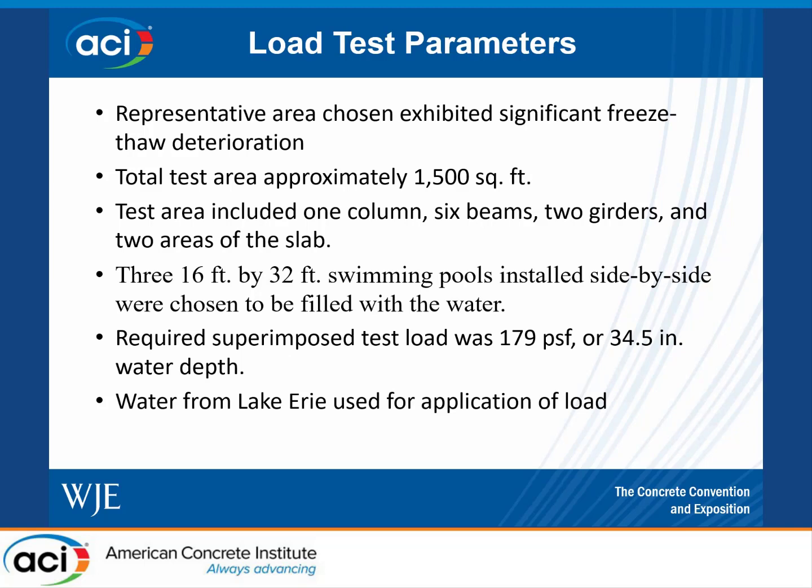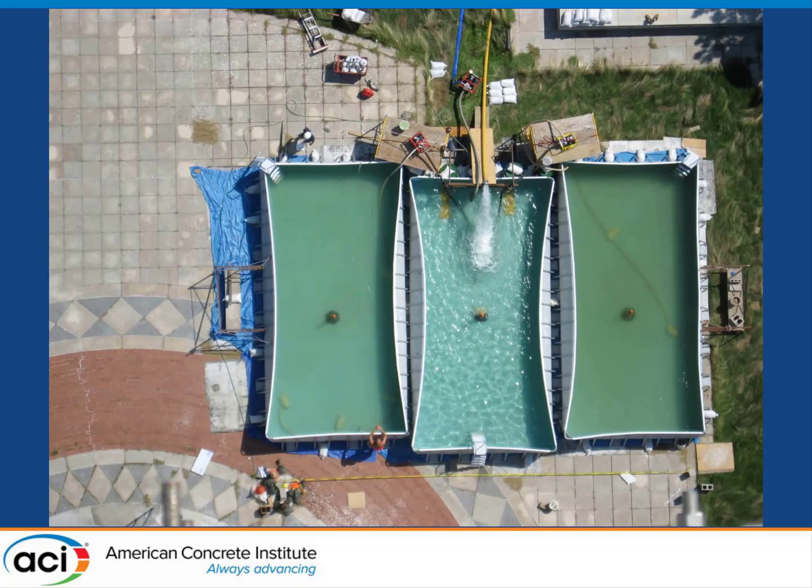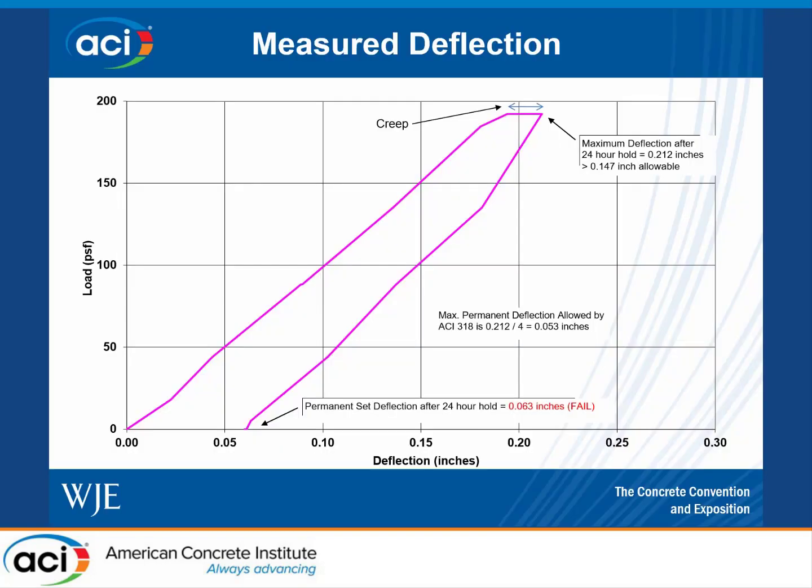The required superimposed test load was just under 180 PSF, and we elected to use swimming pools installed on the top side of this slab. The contractor that was assisting us with this testing could do that very cost effectively, and it was a simpler method than going with a custom water tank. And water from Lake Erie was used to apply the load. Here's an aerial view from the top of the monument showing the swimming pools that were constructed. This is during the loading. You can see that yellow line leading from the lake to supply the water.